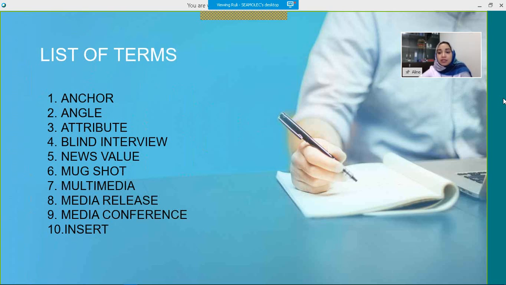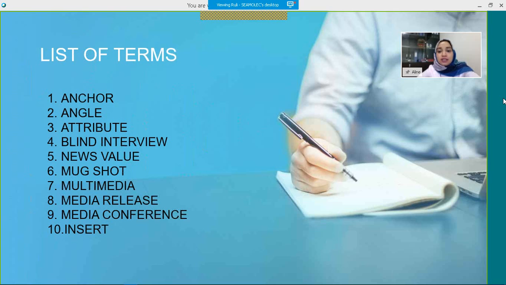A blind interview is a published interview where the interviewee is not named. For example, a senior official in a city mentions that this crime is blah blah blah. So you do not mention the name, you just say a senior official or a senior citizen. You just mention the job of the person, because it's a blind interview, you cannot name the interviewee.